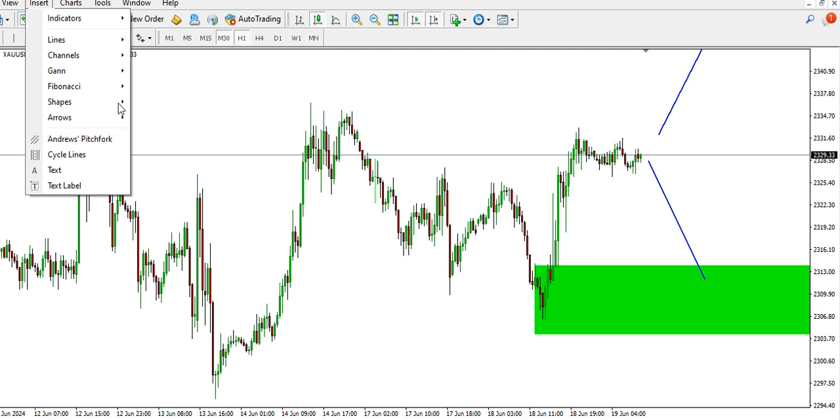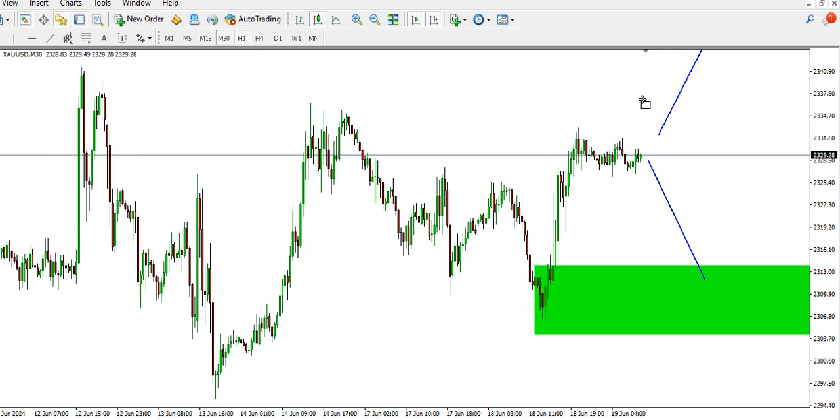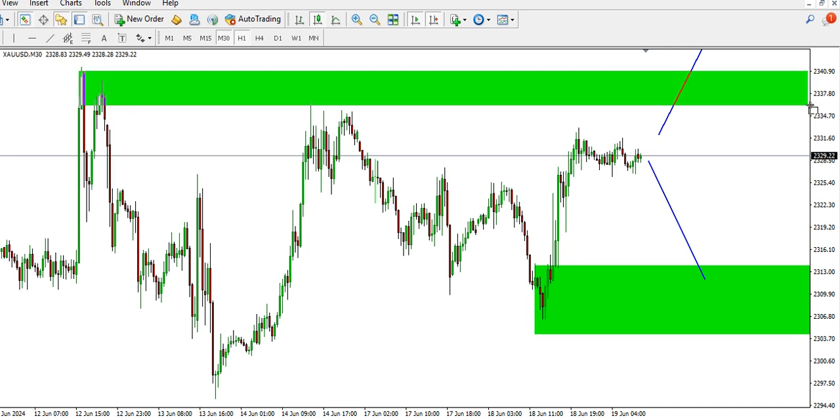We have a supply area around here. Let me highlight the supply area on the 30-minute time frame. It should be around this point. I'm talking about the 2339 level, or 2338 level. We have a supply zone around here. So the other price gets this level 2338, as seen on the screen.